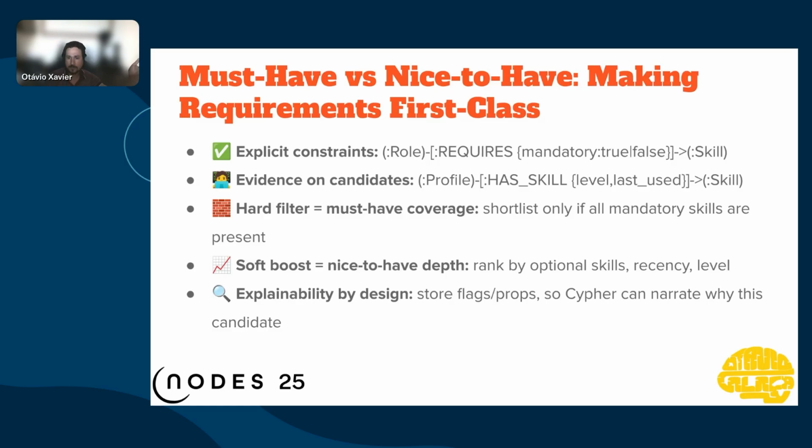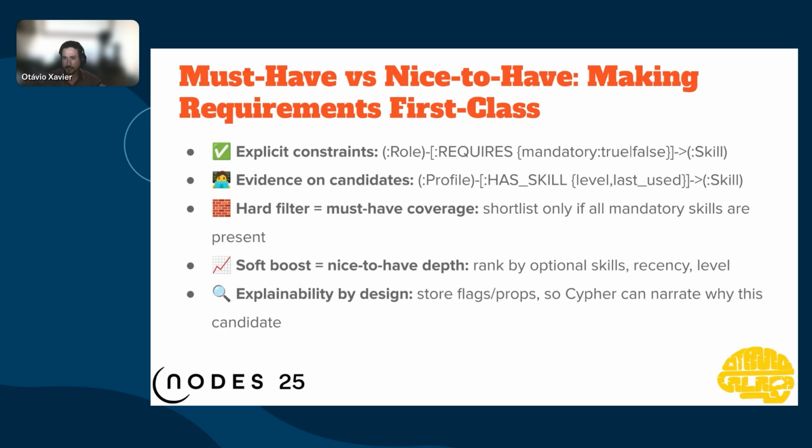Another thing we can do is to use hard filters. If it's a must-have, we can use the filter directly in Cypher as a deterministic filter. And if it's a nice-to-have, we can just score more using vector search, for instance, for the nice-to-have stuff.